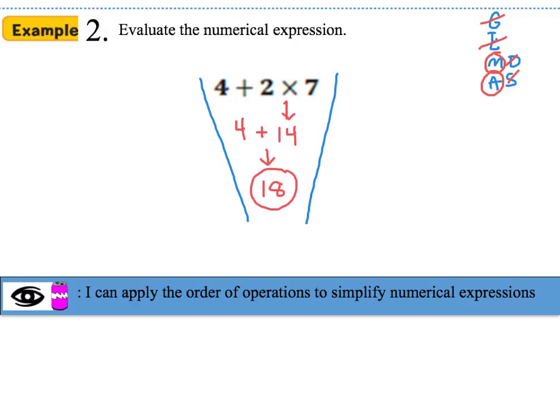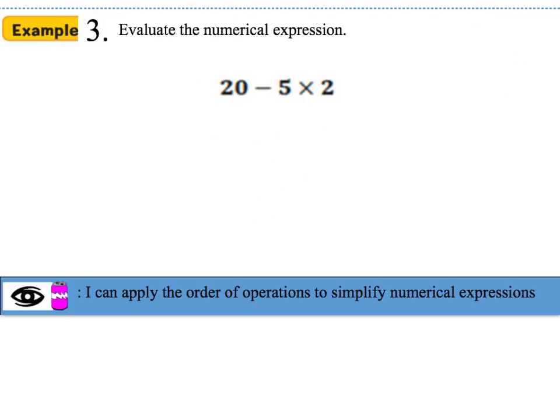If I didn't use the order of operations to solve this problem, then I would not have gotten 18 as my answer. For example 3, it's asking us to evaluate the numerical expression, so we're going to use GEMMA once again. We know that our work will begin to funnel down once we start to simplify our answers.